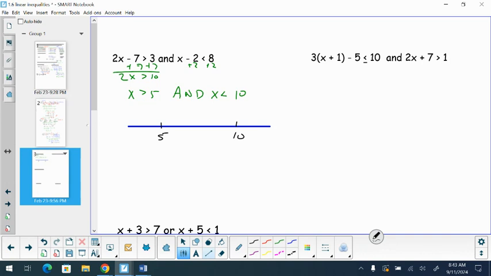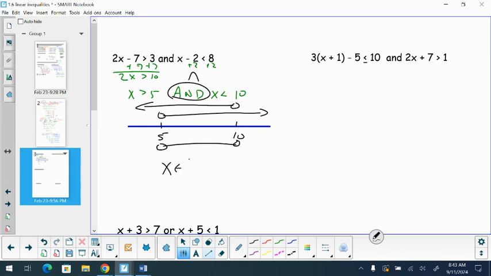So graphing the first one, we should have an open dot on 5 going to the right. Graphing the second one, open dot on 10 going to the left. We have the word and in there, so we are looking at the intersection, common in both. So the values that are common in both are from 5 to 10. Then we write this in interval notation.